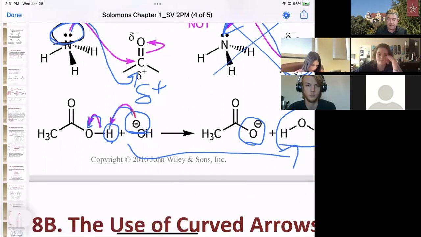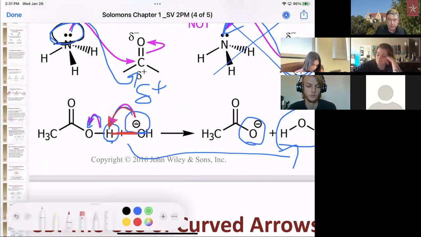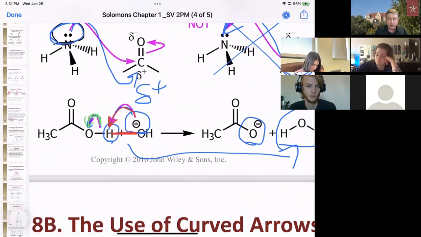We're going to take these electrons here and reach out and grab that hydrogen. And when we do that, those electrons are going to create a new bond between the hydrogen and the OH oxygen. At the same time, these electrons here have to go somewhere. This bond now has to break. So those electrons from that bond go and stay on the oxygen as the negative charge.